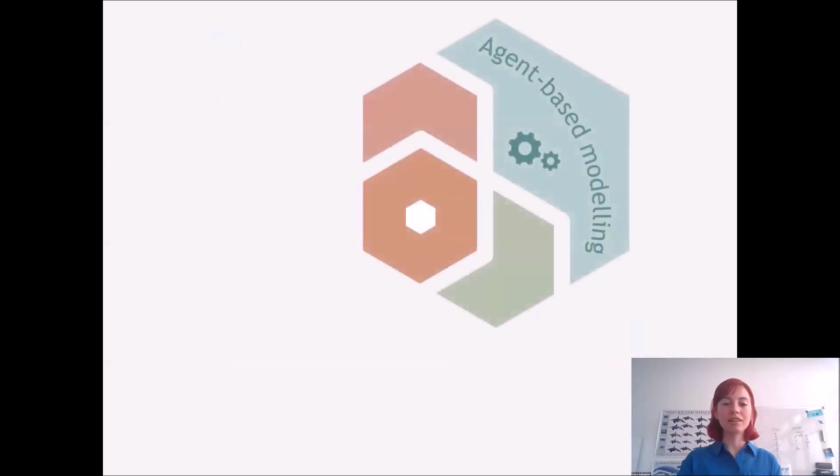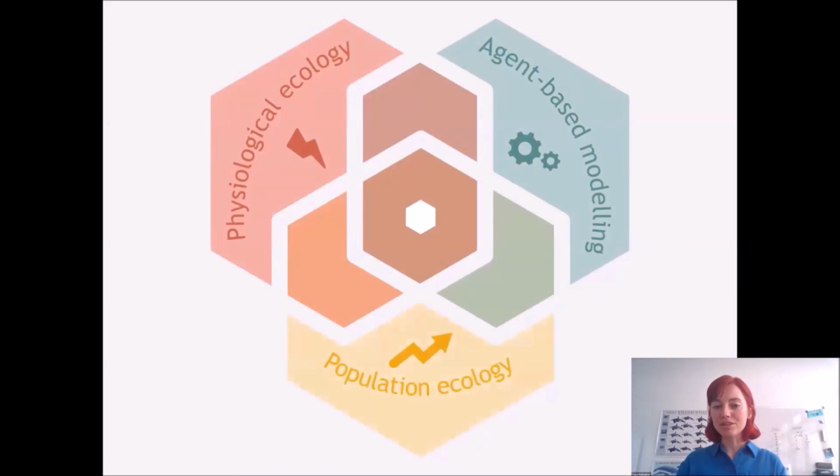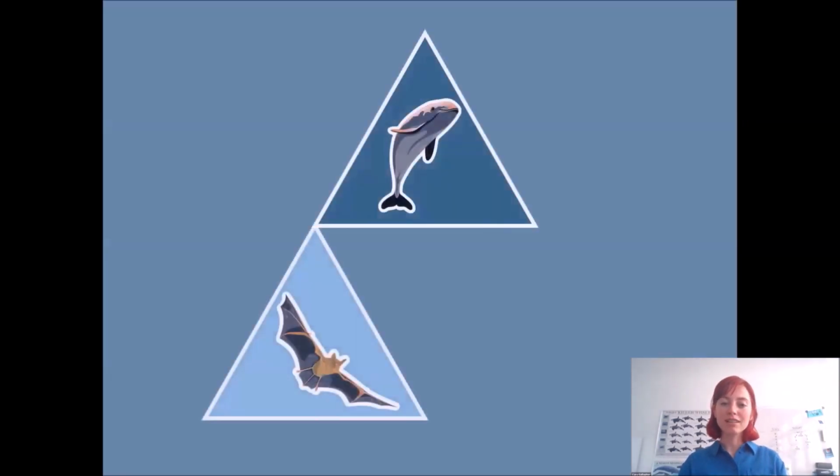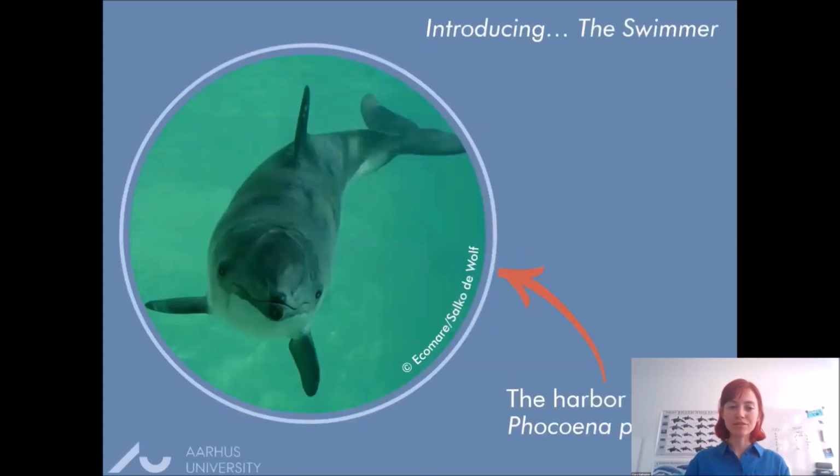All right, so in my work, I like to combine agent-based modeling with theory from physiological ecology and foraging ecology, along with population ecology, to be able to develop tools that are useful for predicting the impacts of changes in the environment on wildlife populations. And so what I'll do today is introduce 3 case studies, 3 projects that I've worked on across my PhD and now my postdoc. So the first will focus on this species, which is the harbor porpoise.